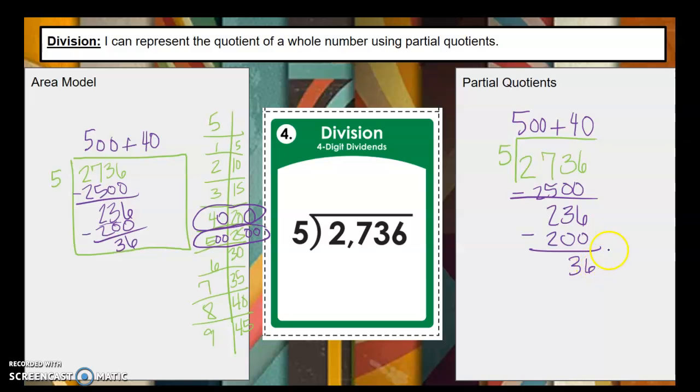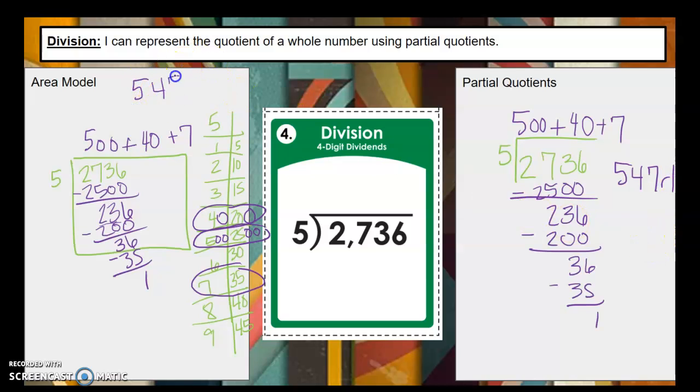Okay, so exact same steps. Now I'm going to look for something close to 36. Well, 35 is really close down here. So I'll say, oh, and look, I started even working it this way. That's so funny. I didn't even drag it over like the normal area model. Oh, well, see, they're so similar. So plus 7 minus 35 gives me 1. So that becomes my remainder. So 547, remainder 1.